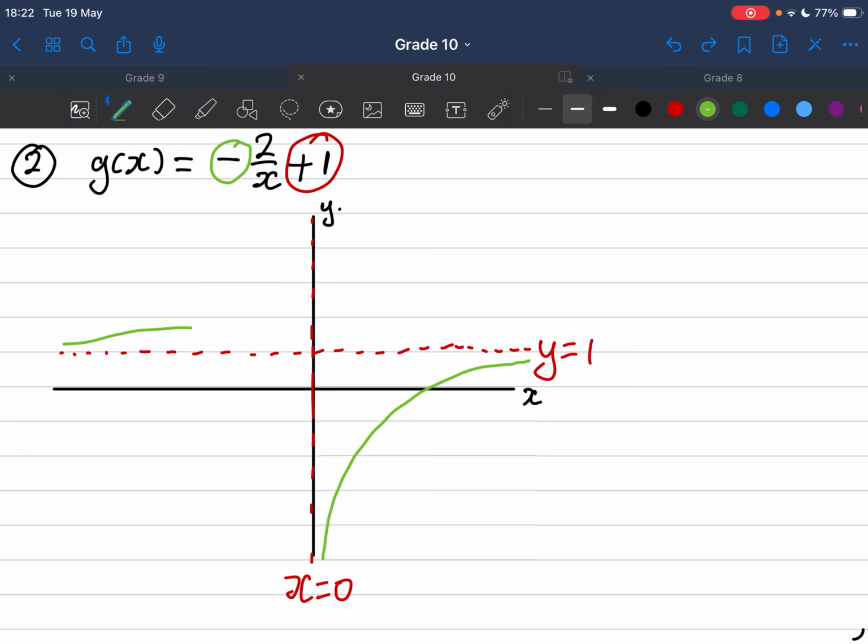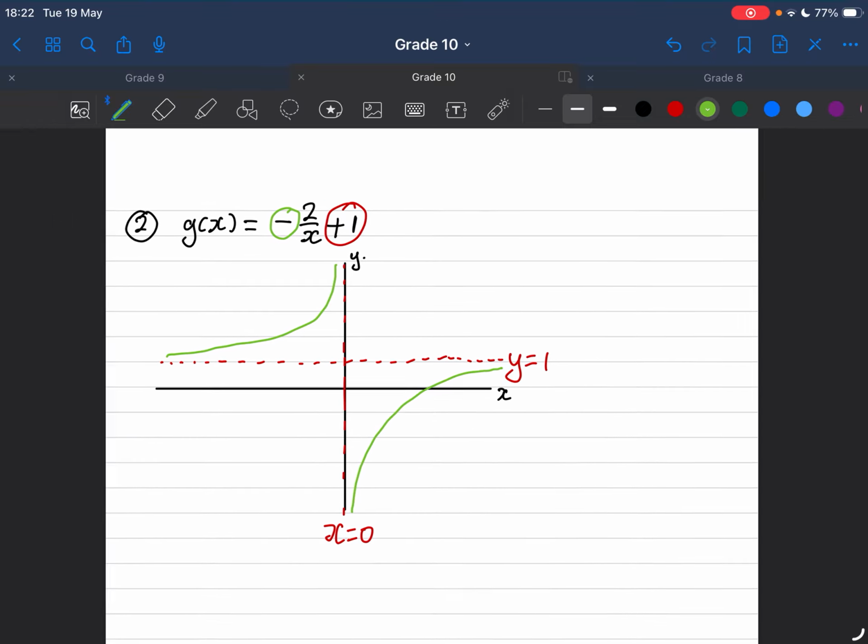I always can't get the one right. I don't know why. It's just really difficult, guys.